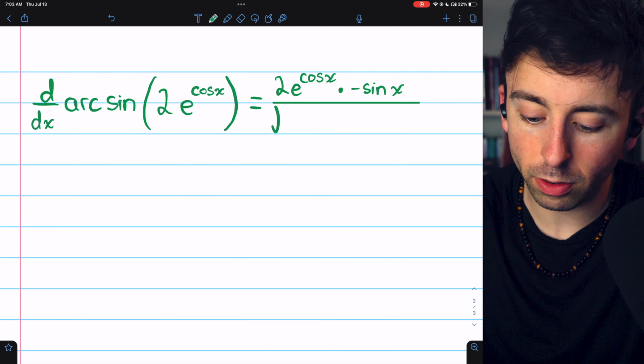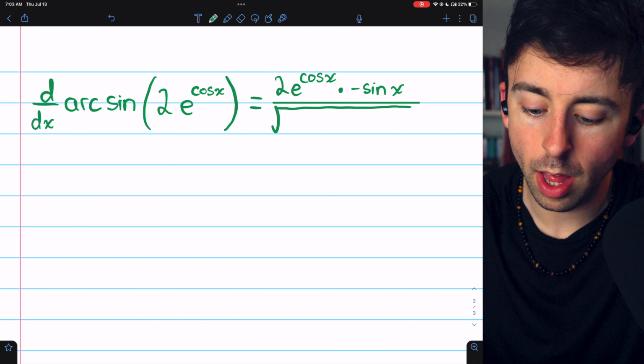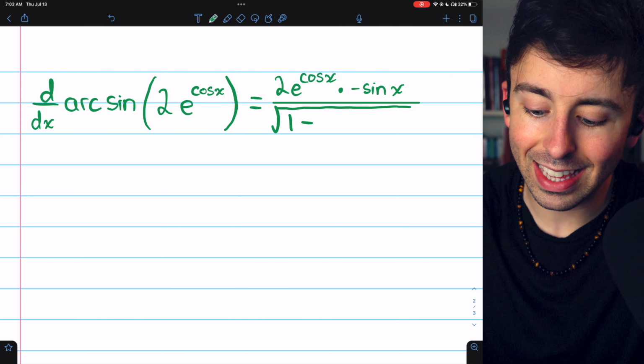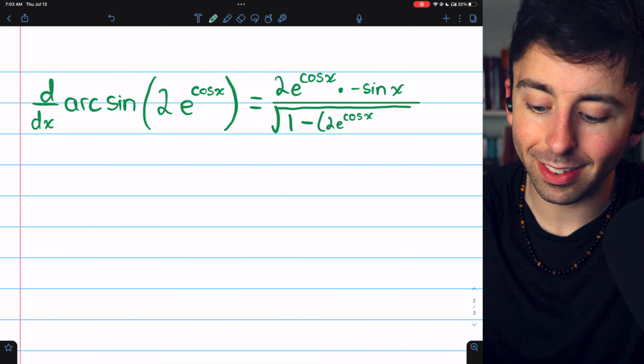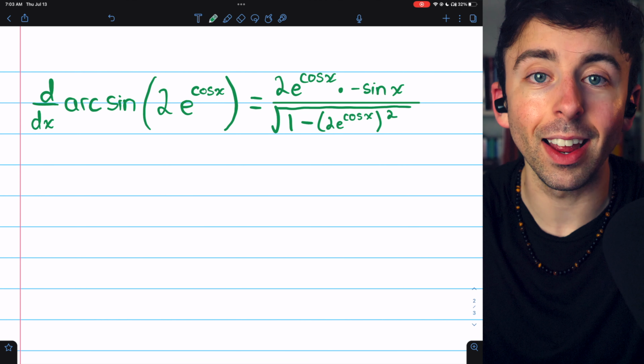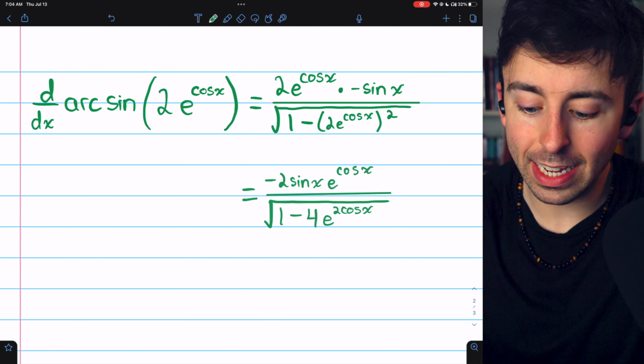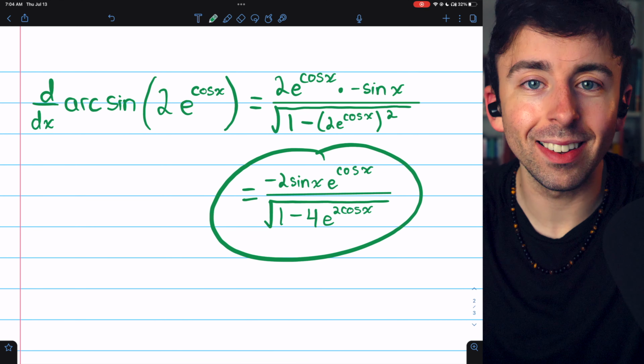And the denominator, just like before, is the square root of 1 minus the inside function squared. So 1 minus 2e to the cosine x squared. And here's our final answer after doing some basic rewriting.